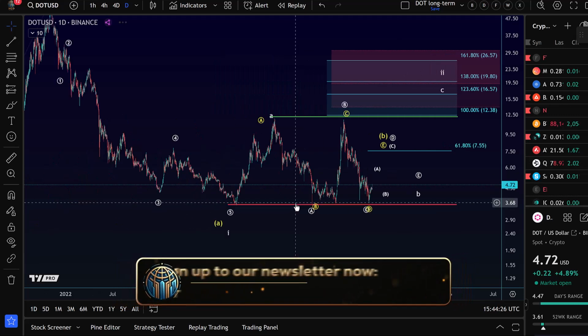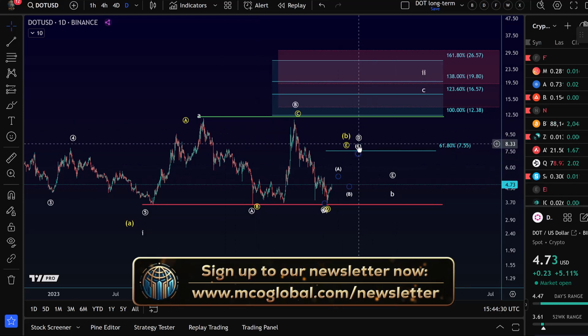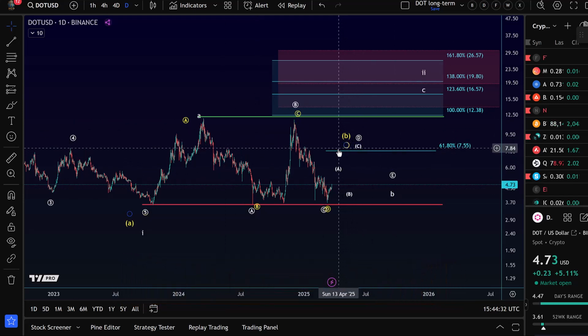First of all, for anybody who's new on the channel, we're dealing here with a larger degree range. This seems to be a larger range at the moment. Price seems to be pushing higher. I consider this only a corrective rally. There are a couple of scenarios I'm tracking here.